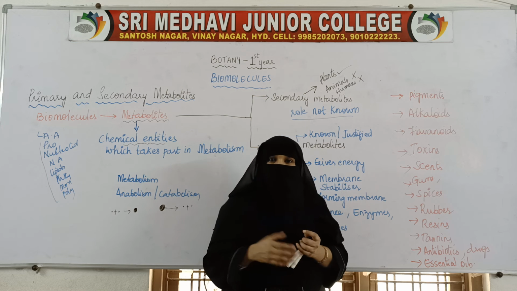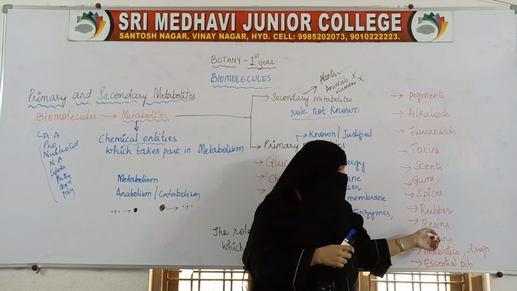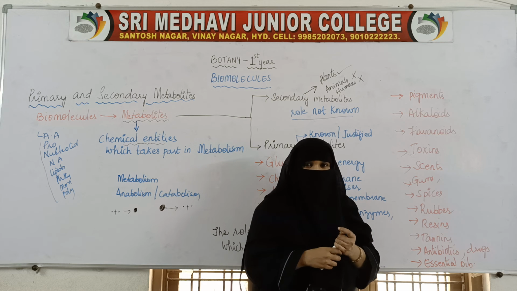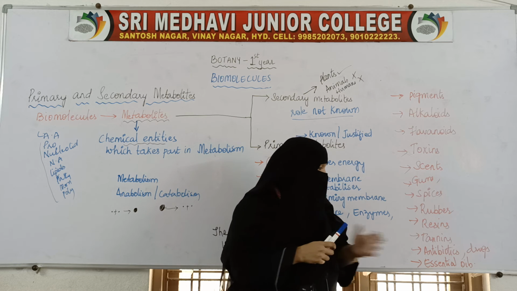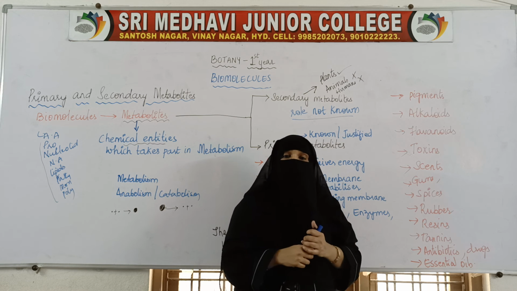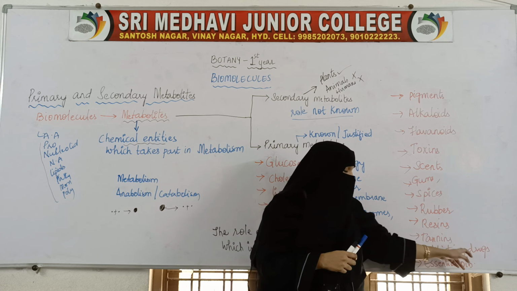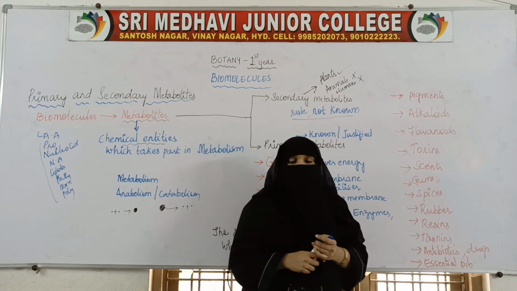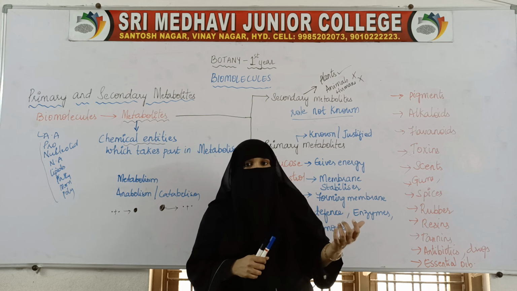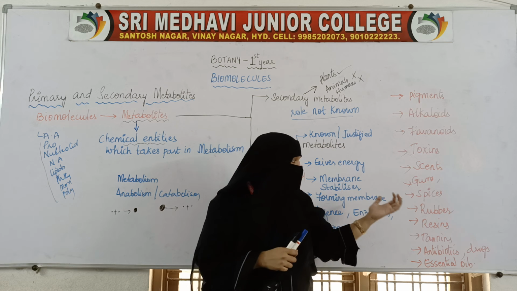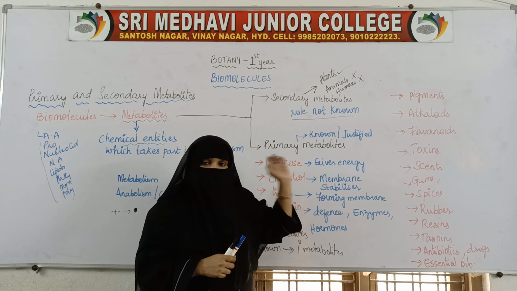Toxins are harmful chemical substances which are produced by plants, and resins and tannins are also produced. Resins and tannins help in varnishing and all. Then antibiotics are also produced by the plants. There are certain plants which produce antibiotics, and certain plants which produce drugs. They also have proteins, amino acids and all those things.